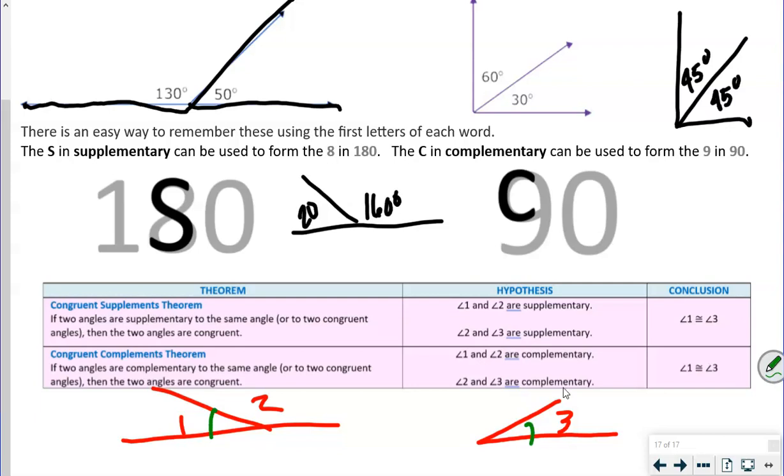Okay, so what would that mean? That means if this was 40 and this was 140, then this would also have to be 40 if that statement was true. And the same thing is true with complementary, okay? So once again, let's just say that we had a 60-degree angle and a 30-degree angle. And let's just say this one was 60 and this one was 30, so that means that this is 30. And if they are complementary, then that means this one has to be 60. Do you guys understand? Okay.